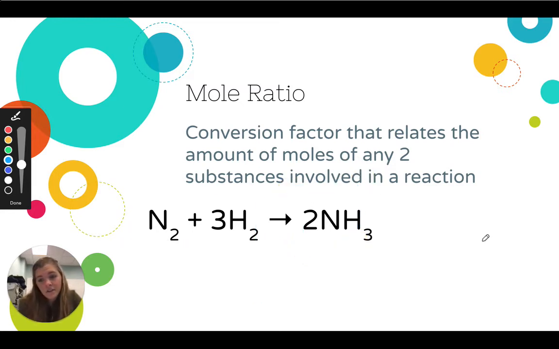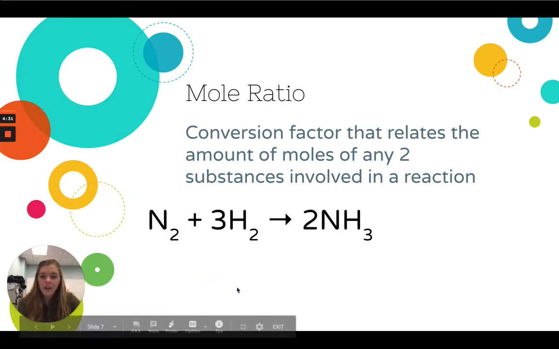Mole ratios, however, don't always need to compare reactants to products. We can also compare reactants to reactants. So we could have 1 N2 is equivalent to 3 H2s. Okay? And this could also be 3 H2s is equivalent to 1 N2. It's really hard to make 3's with this for some reason. So I want you to go ahead and give it a try.